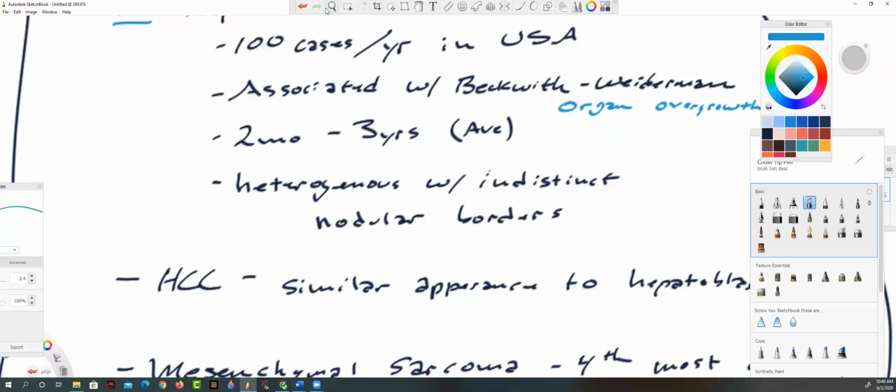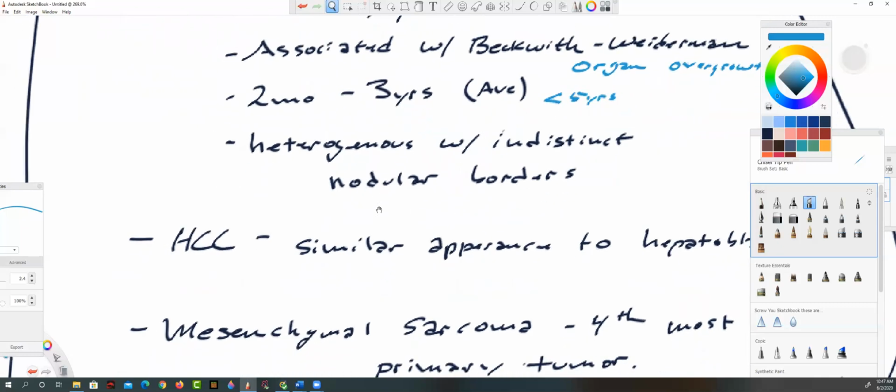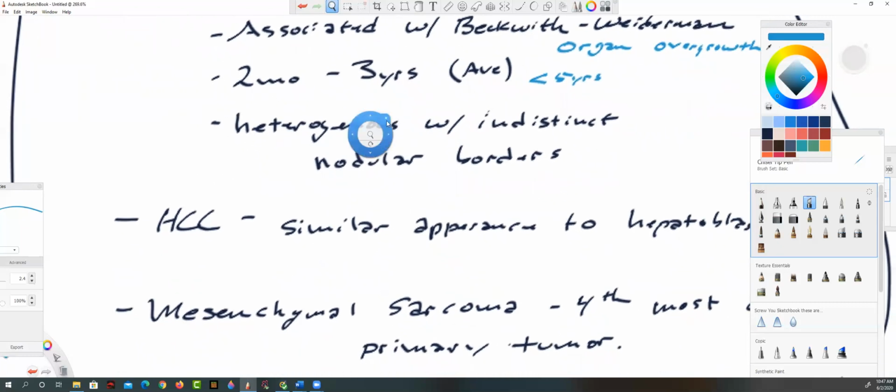This particular cancer associated with 2 months to 3 years is average. I think the book said less than 5 years, which is also correct. It's just a different way of looking at it. The appearance would be heterogeneous with indistinct nodular borders.